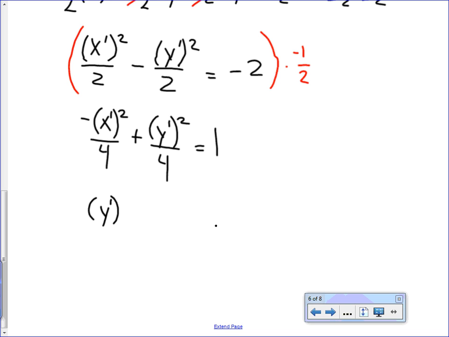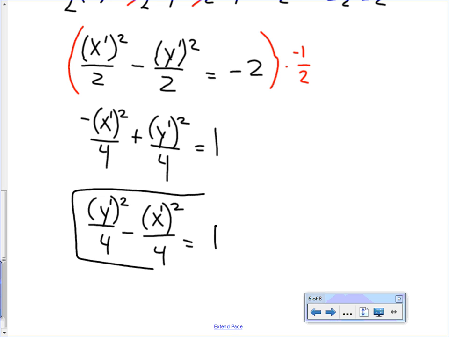This is really y prime squared over 4 minus x prime squared over 4 equals 1. And other than the fact that they're x primes and y primes, this looks like a standard form. Where's the center on my x prime, y prime axis going to be? At 0, 0. My a squared value is 2, and my b squared value is 2. I can use that to help me draw a graph. So the last step we'll do is graph.